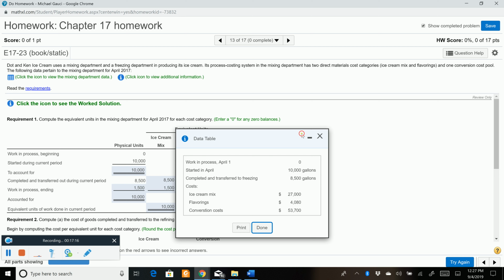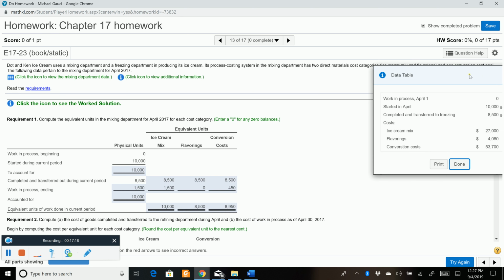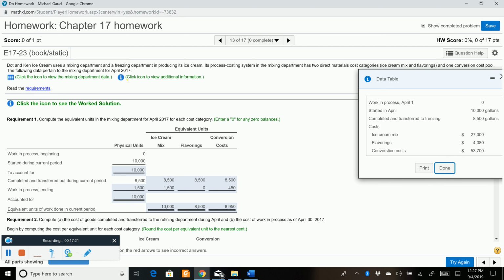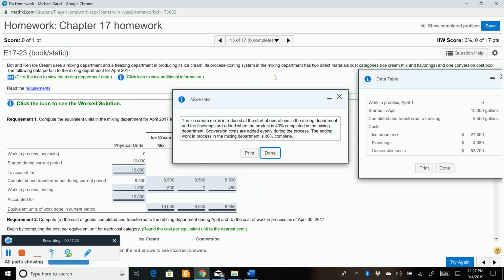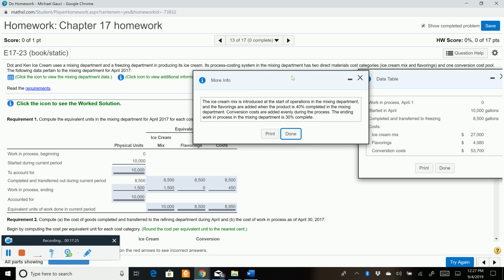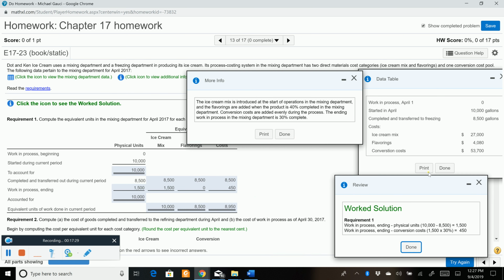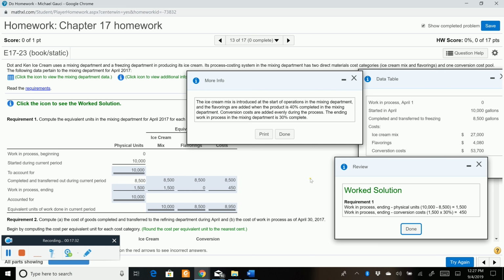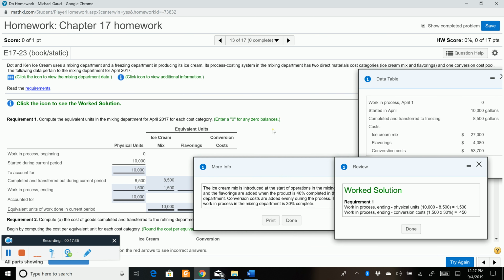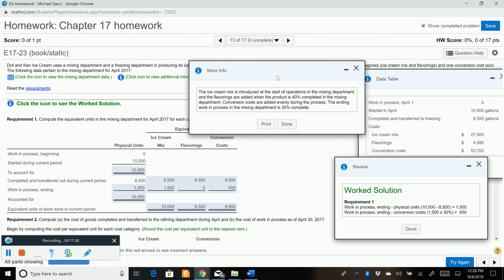So let's take a look at what was given to us so we can figure out the answer to this question. Okay. That was given to us. Let's figure out the answer. We'll throw that over here. First, we are to compute the equivalent units for each cost category.